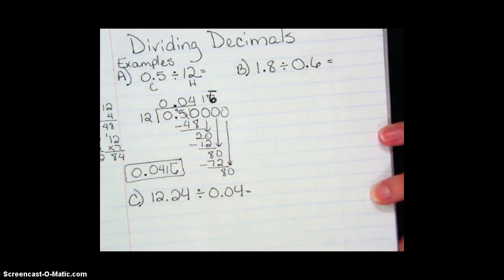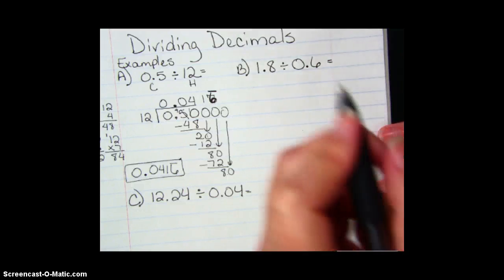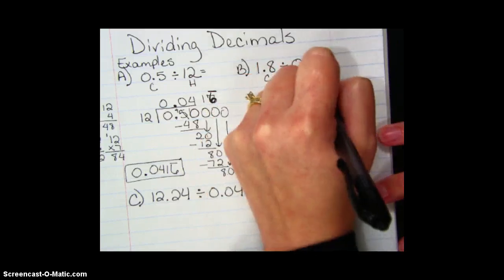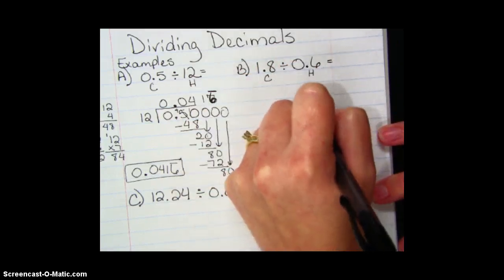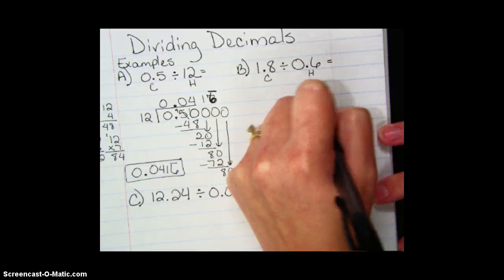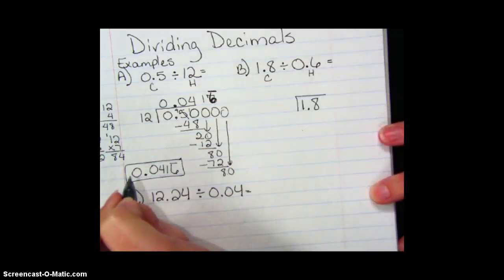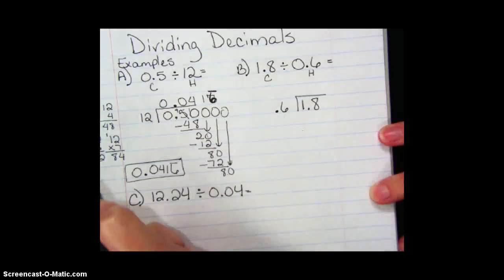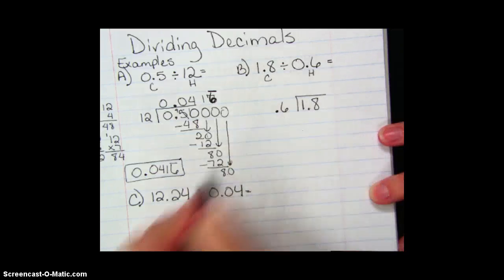Let's head over to B. B is 1 and 8 tenths divided by 6 tenths. So again, remember, cowboy, horse. 1 and 8 tenths is the number being divided, so it's a dividend, and 6 tenths is the number that we are dividing by. That's the divisor. Cowboy, horse.